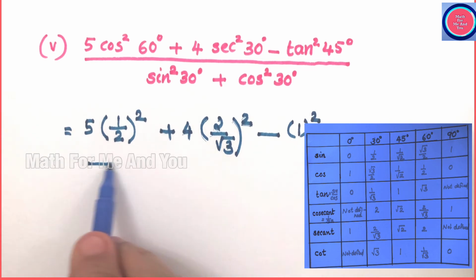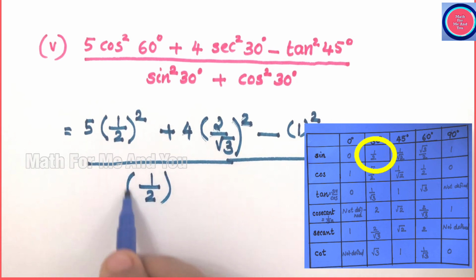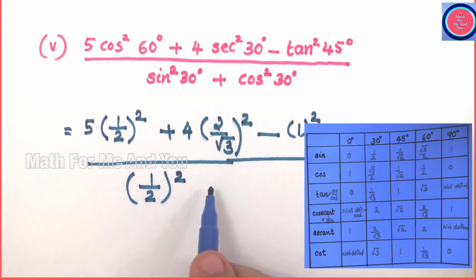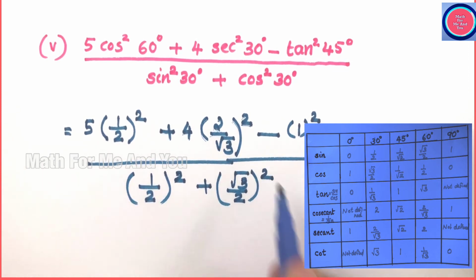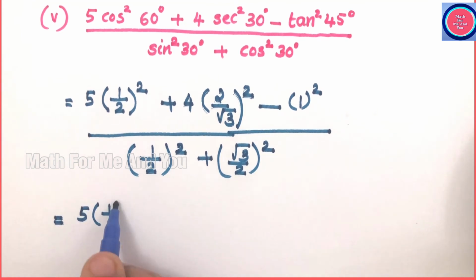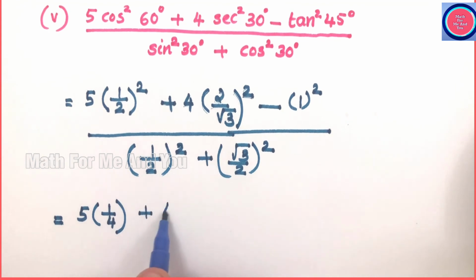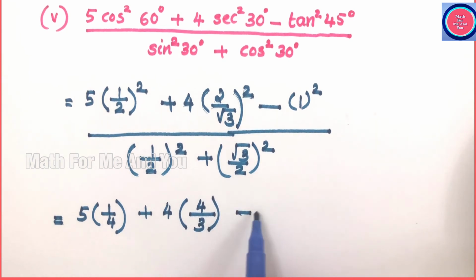Now the denominator, sin² 30. Sin 30 is 1/2. So sin² 30 is (1/2)², plus cos² 30. Cos 30 is √3/2, whole square is (√3/2)². Numerator we can simplify. 5 times (1/2)² is 1/4, 2² is 4, plus 4 times (2/√3)², we can write 2² and (√3)². 2² is 4, (√3)² is 3, minus 1² is 1.